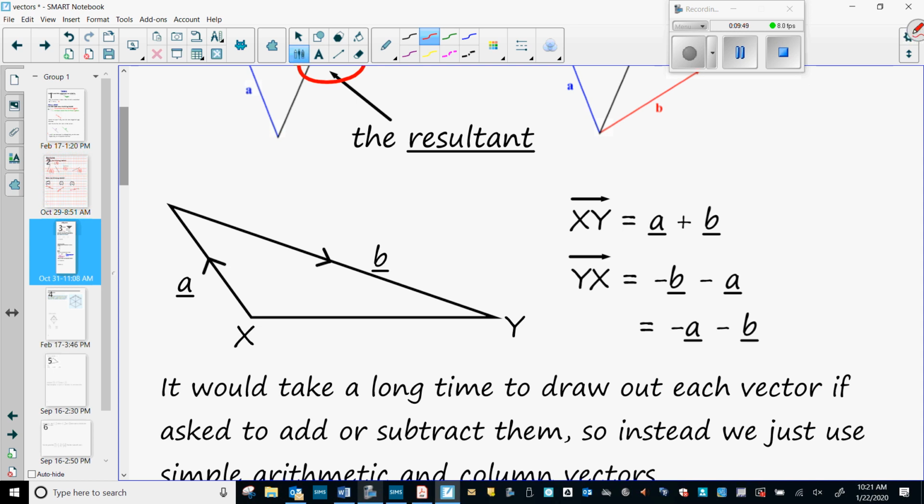So X to Y would be following up here, along here, so both of them are in the positive direction, so it's A plus B. If we were going from Y to X, I'm going in the negative direction of B and the negative direction of A, so it would be negative B minus A, or minus A minus B, it doesn't matter. So when you say something's going in the positive direction, it means it is following the arrow? Correct, yes. And that's why having the arrow on there is really important.